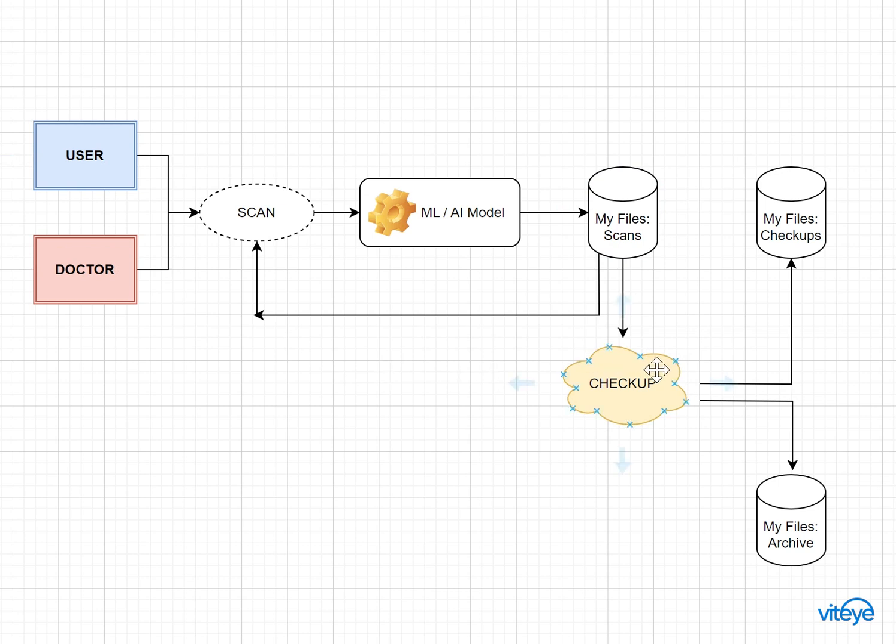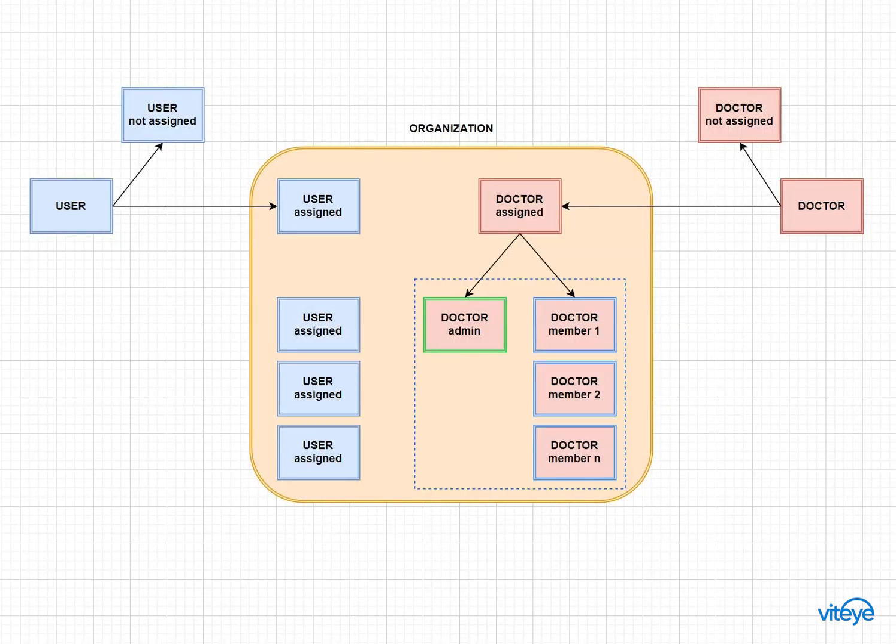The active state of a checkup, representing an ongoing consultation, can be found in the Checkups tab under My Files. Once concluded, checkups move to the Archive tab, ensuring an organized and accessible record of discussions. In the application, we have two primary account types: regular users and doctors or specialists. However, the role of a doctor encompasses two additional privileges.